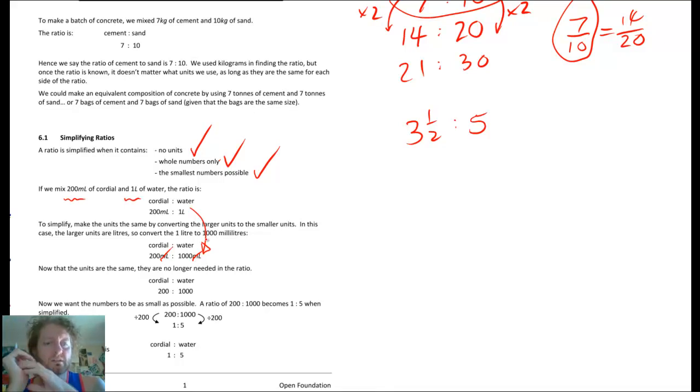And we can see a common factor there, 200. There's 1 200 on the left, and there's 5 200s on the right. Here's the showing dividing both sides by 200. So the simplified ratio of cordial to water is 1 to 5. Great, alright.